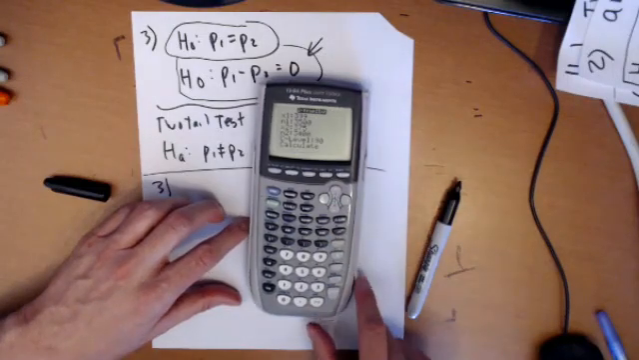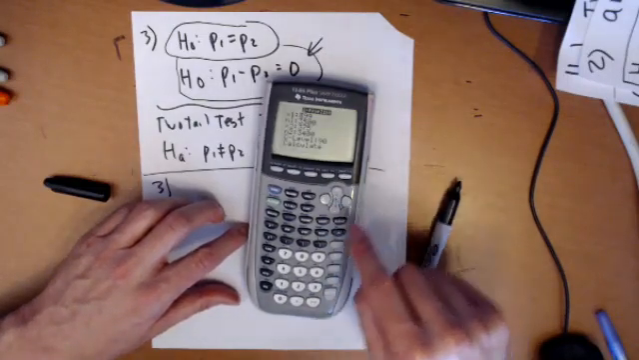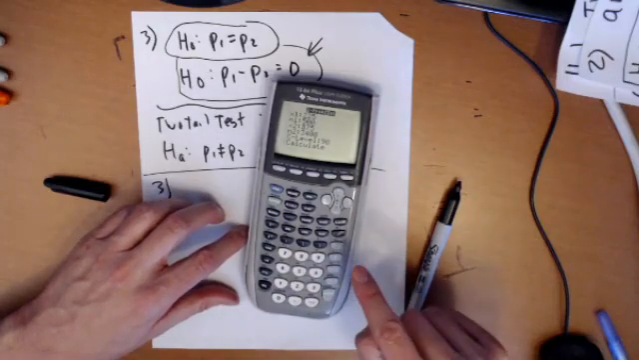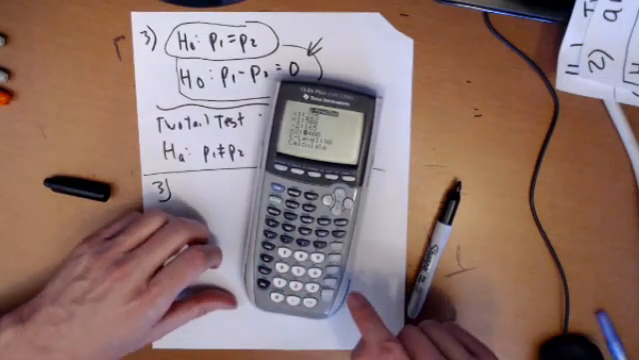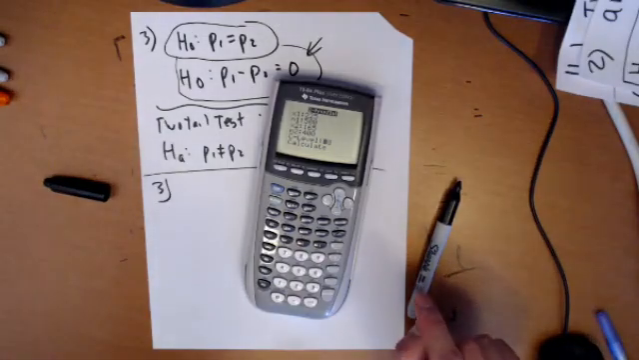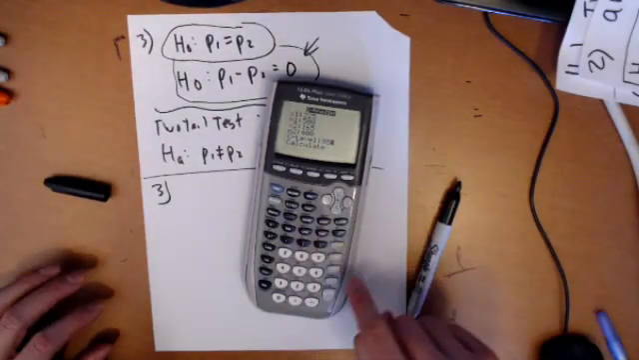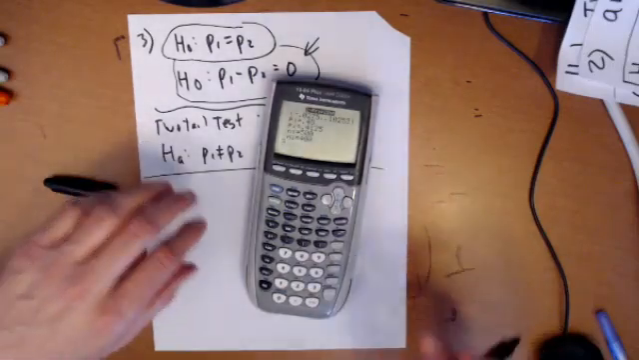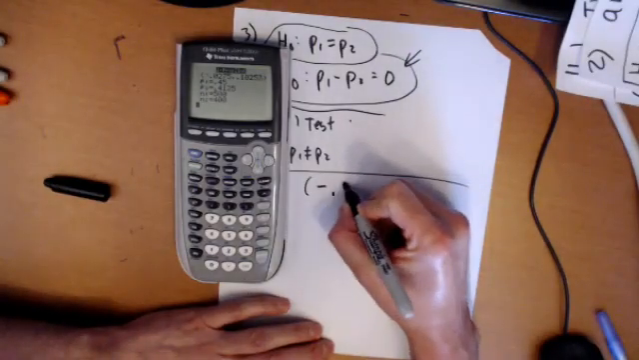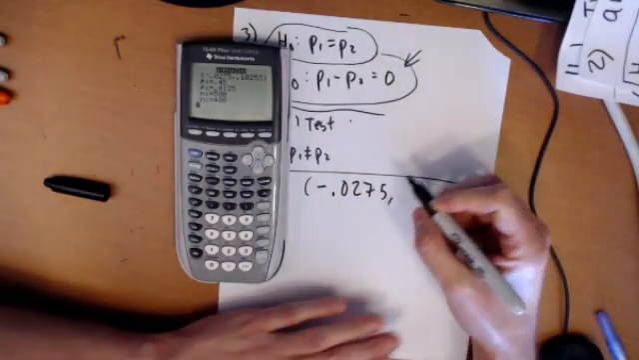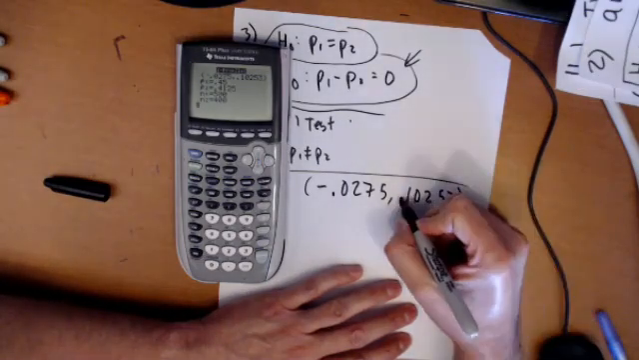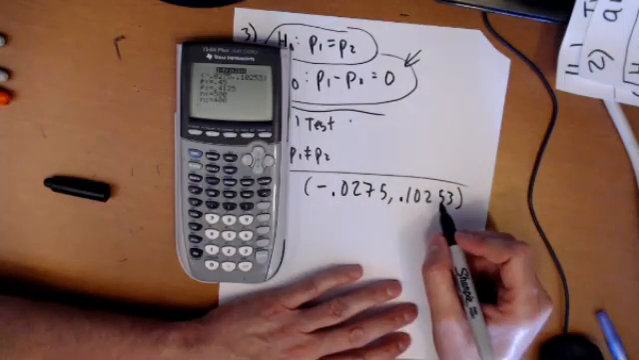Okay. And let's see, they give us x1, so that's 225. Enter, out of 500. Enter, 165. Enter, 400. Enter. Confidence, they say 95. Enter, calculate. And it gives me a confidence interval of negative 0.0275, comma, 0.10253. From negative to positive.